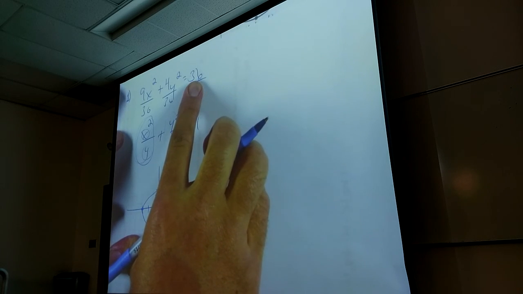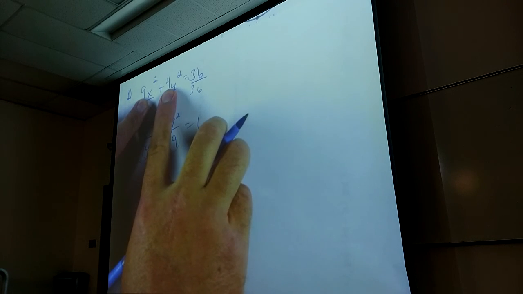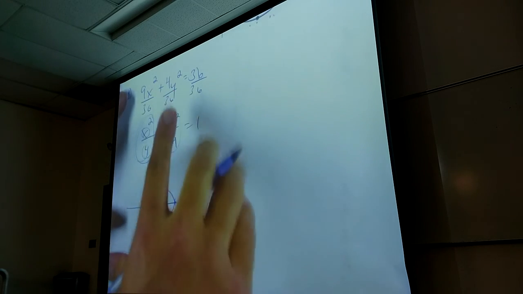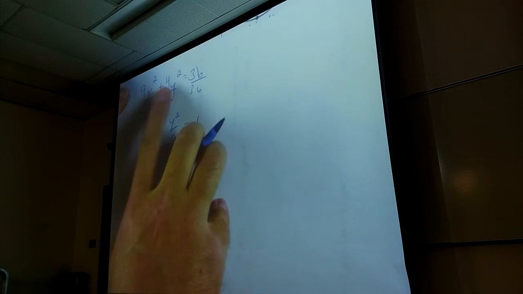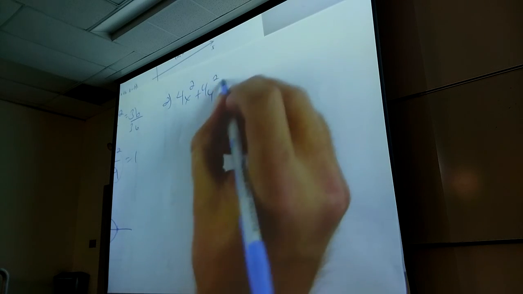Why is it not a circle? These two numbers are different. So what's one thing I could do to make it a circle? Make those two numbers the same. So if I could only change one thing, maybe it could make the 9 become a 4. So let's write that. So if I had 4x squared plus 4y squared equals 36.